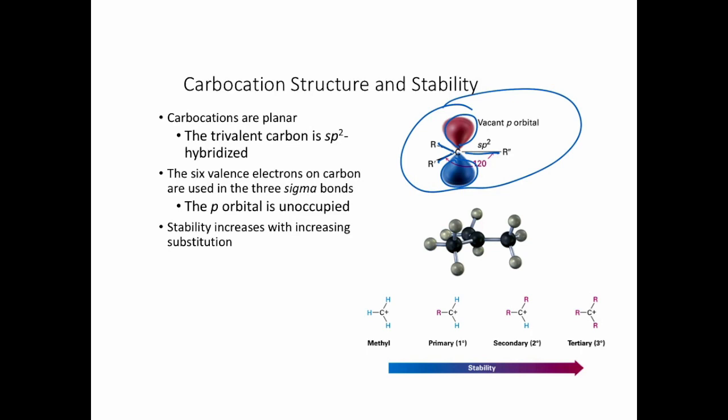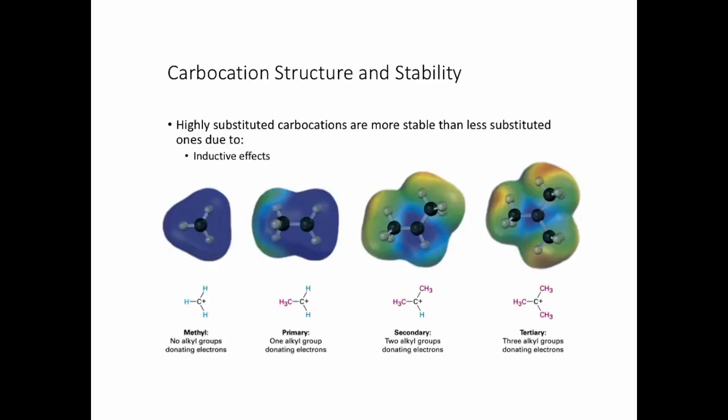Now, stability of a carbocation increases with increasing substitution. So a methyl would be the least stable, but as soon as you add one R group, that becomes more stable, 2 R groups even more so, and 3 R groups even more so. There are 2 reasons that highly substituted carbocations are more stable than less substituted ones.